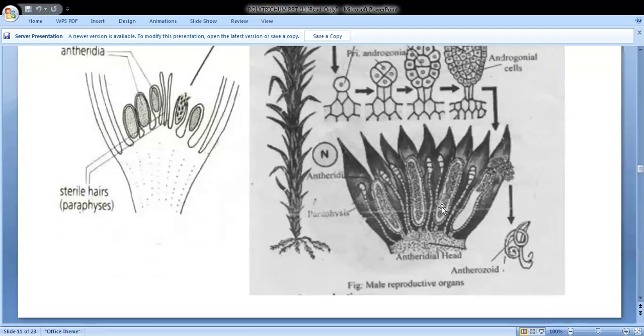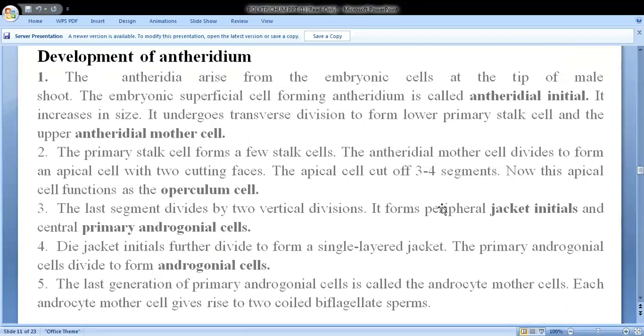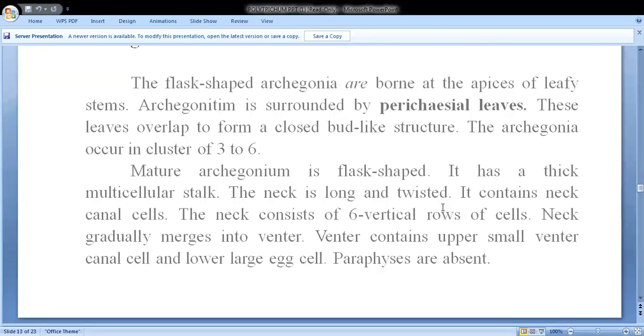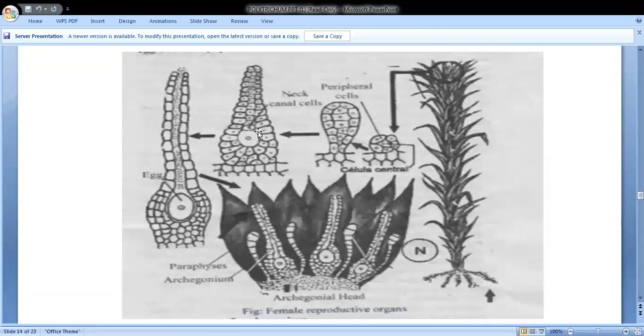Next, coming to the archegonia. See here, this is a flask-shaped structure. Archegonia develop in groups at the apices of special branches in Polytrichum. These branches are called archegonial branches. In each group, 3 to 6 archegonia are present. See here, 3 to 6 archegonia. These are the paraphyses, and this is the archegonium. In between the archegonia, paraphyses are present.